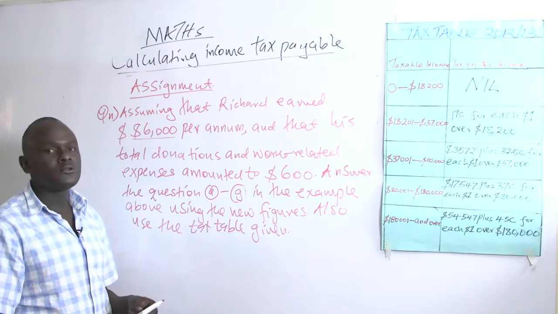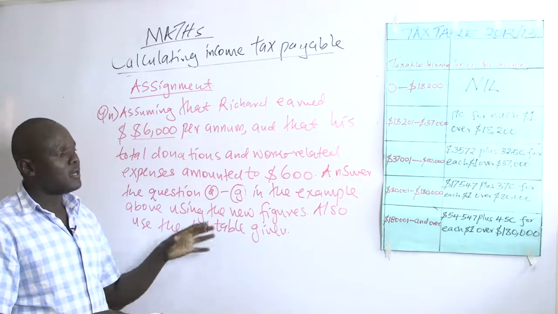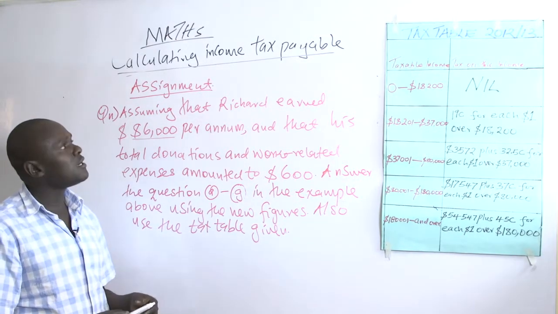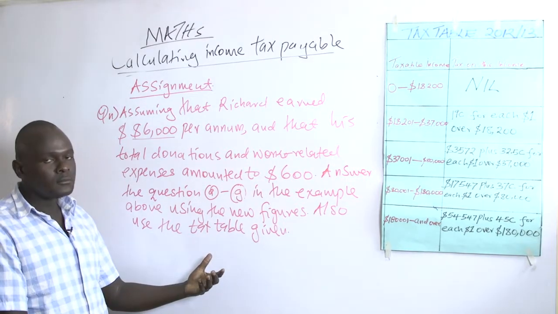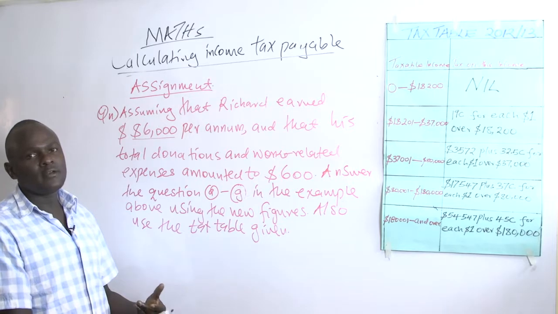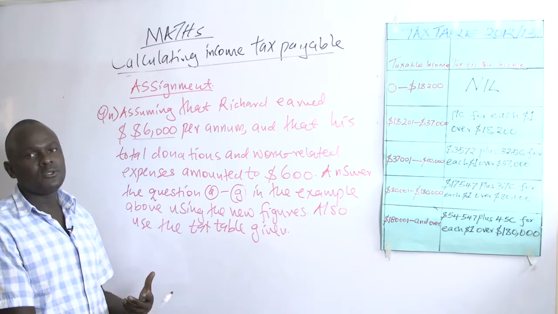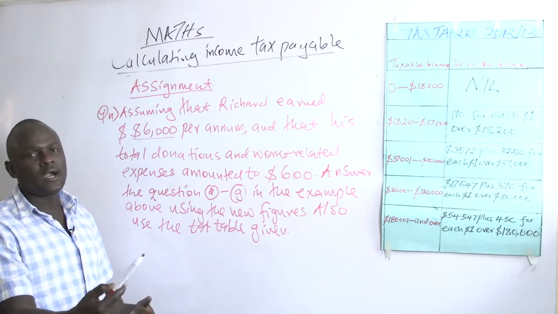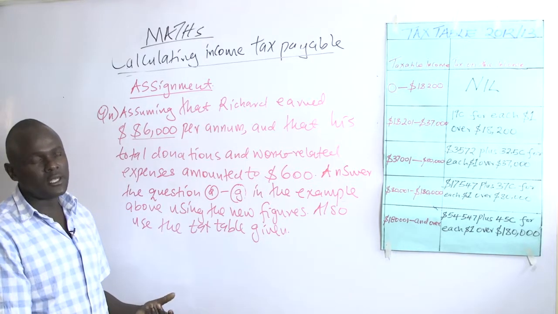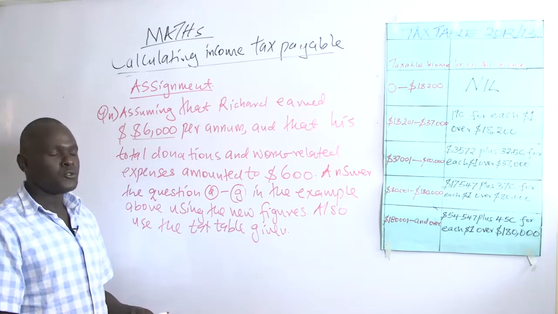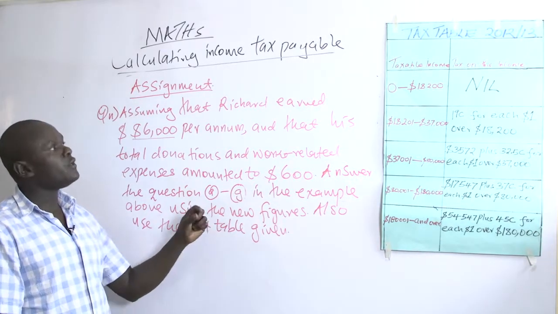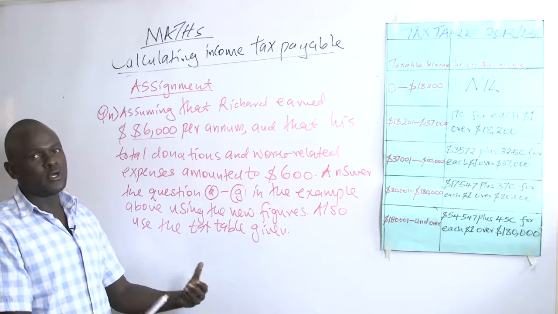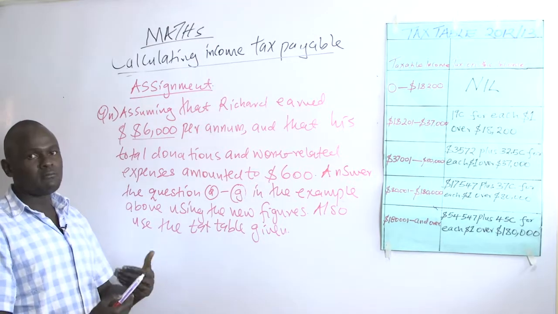I hope you have understood the concept, and in our next lesson, we will be looking at how you calculate the taxable income if you are given the other variables. Remember, the taxable income is equal to the difference between gross income and the pre-tax deductions. So we will be looking at how we calculate the taxable income if we have been given these other variables. So it is some kind of working backwards.